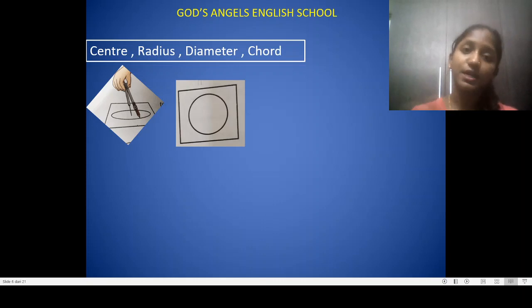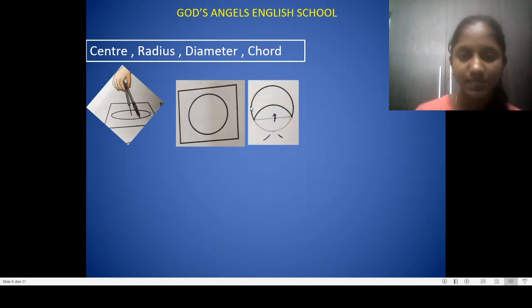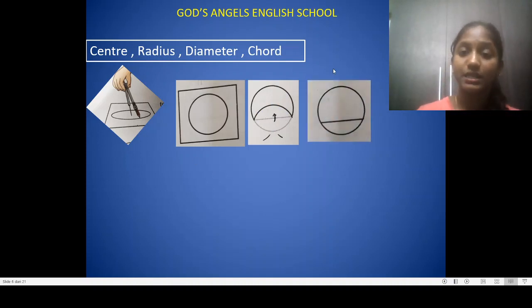I have made a circle in this way, and I have cut it. Then after cutting, I have folded the paper in half. This is my circle, and I have folded half of the paper. When I open it, I have got a line. Then what is the line? What does it mean?